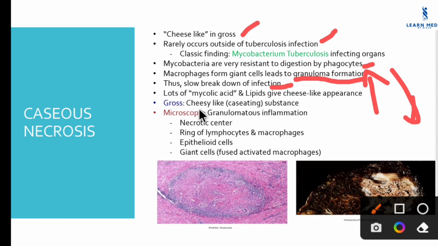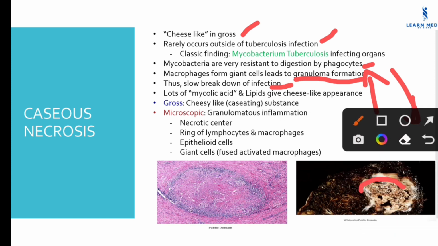Grossly, if we analyze the structure that has undergone caseous necrosis, we can see the cheese-like or caseating substance. Here we can see the cheese-like or caseating substance present over here. And if we go for microscopic examination, we can see granulomatous inflammation which has a necrotic center and a ring of lymphocytes. Here we can see the ring of lymphocytes, macrophages, epithelial cells and giant cells.